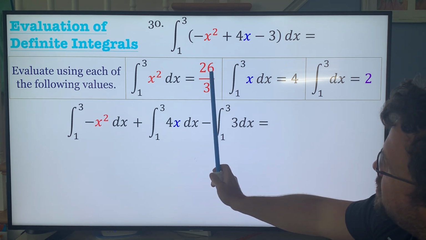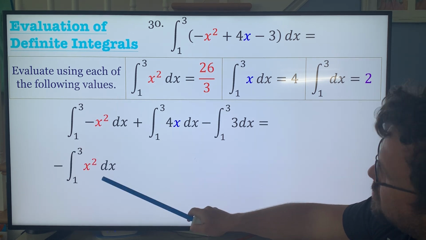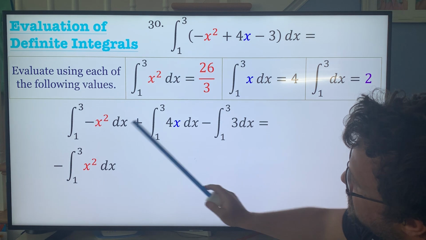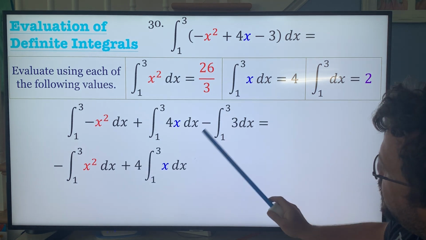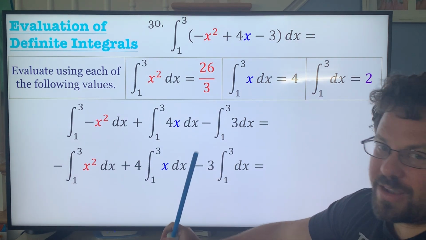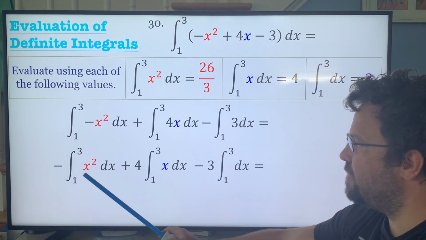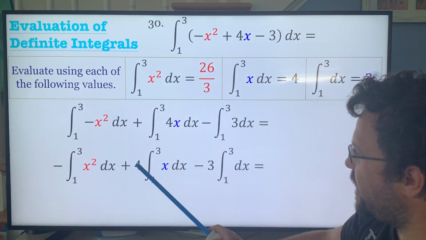X squared gets replaced. I pull out the x squared, I pull out the 4, and I pull out the 3. Now, the reason I do this, I always do this in one step. That's why I keep on messing up, because this is where you can pull your k out front.